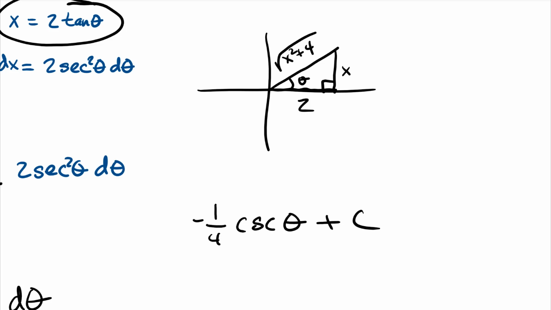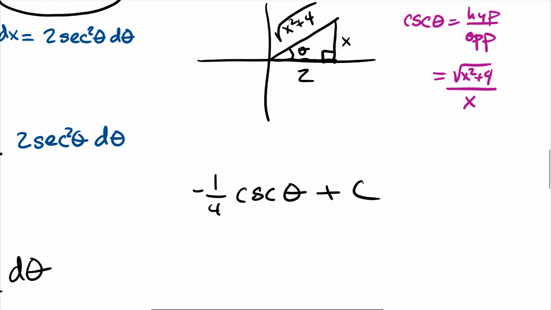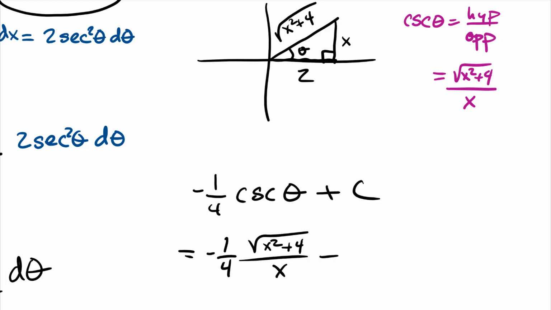Now what's cosecant of this equation? Cosecant, I believe, is the hypotenuse over the opposite. So that's going to be the square root of x squared plus 4 all over x. So my friends, here is our answer. Let's go. And there's our solution.